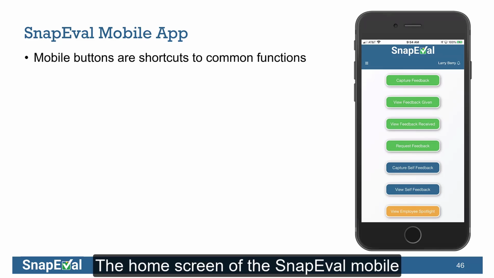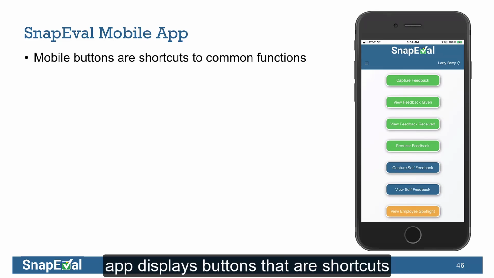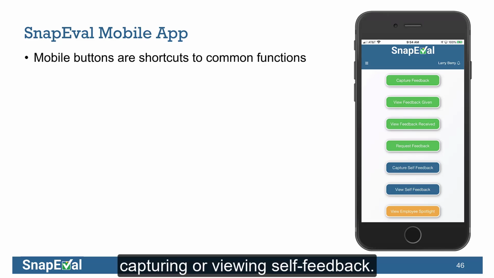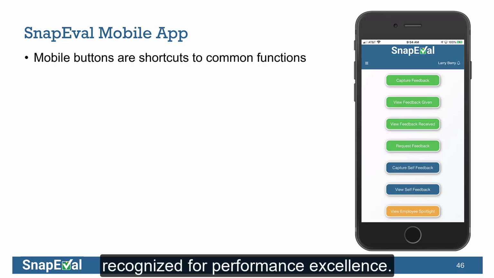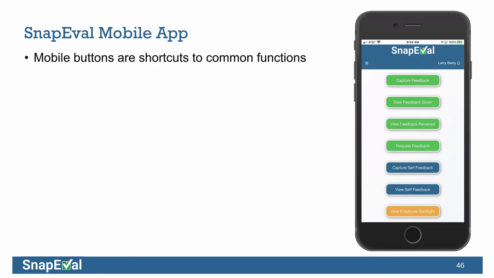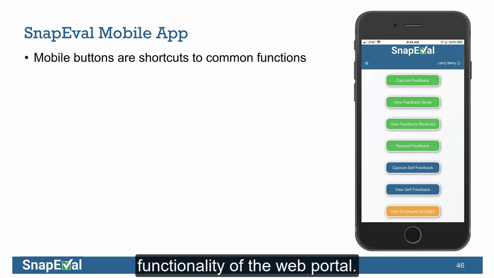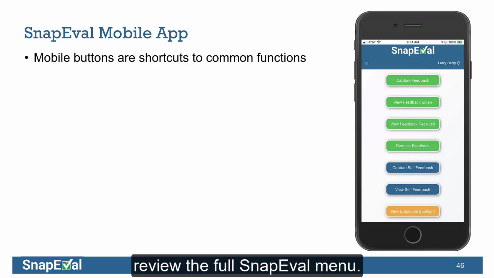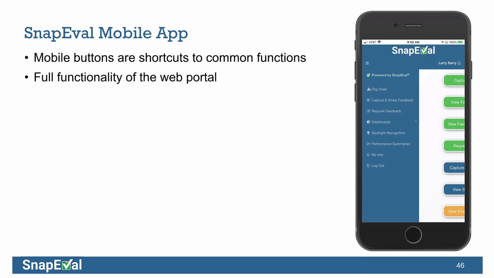The home screen of the SnapEval mobile app displays buttons that are shortcuts for popular actions on a smartphone. The green buttons relate to giving feedback to or receiving feedback from someone else. The blue buttons relate to capturing or viewing self-feedback. The yellow buttons display all snaps recognized for performance excellence. The mobile app also has the full functionality of the web portal. Simply tap the Menu button to review the full SnapEval menu.